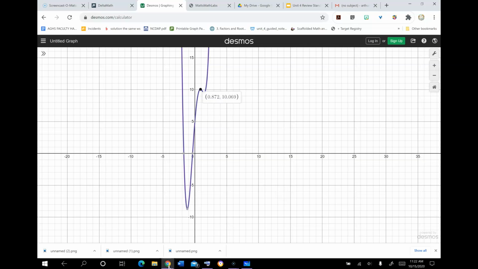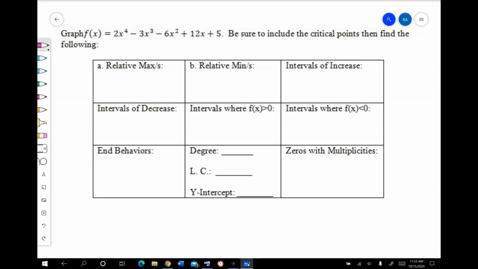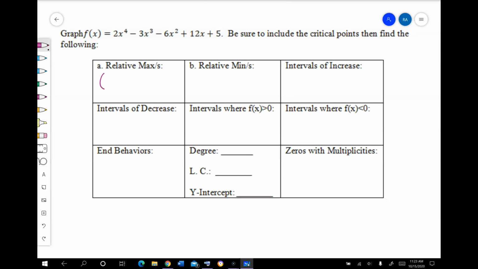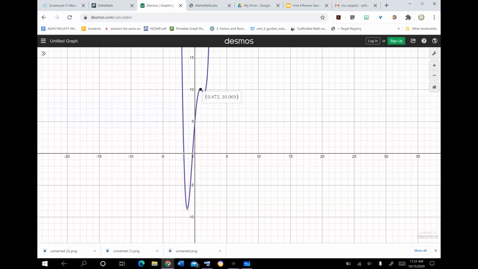And my max is going to be 0.872, 10.069. Don't round. Just write what you see, okay? Because I want you to be exact. Being a mathematician means you are exact, okay? So I only have one max, and it's going to be 0.872, comma, 10.069. Okay? All right.